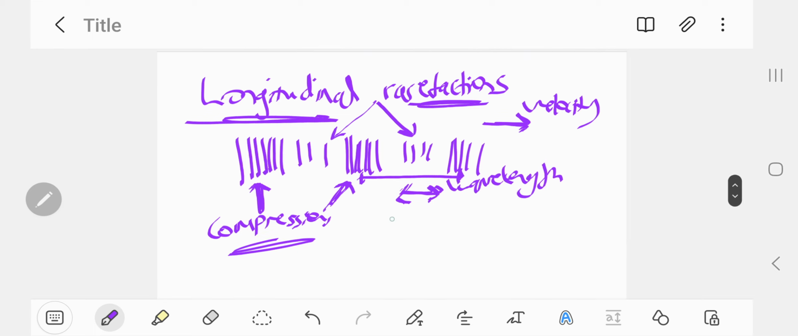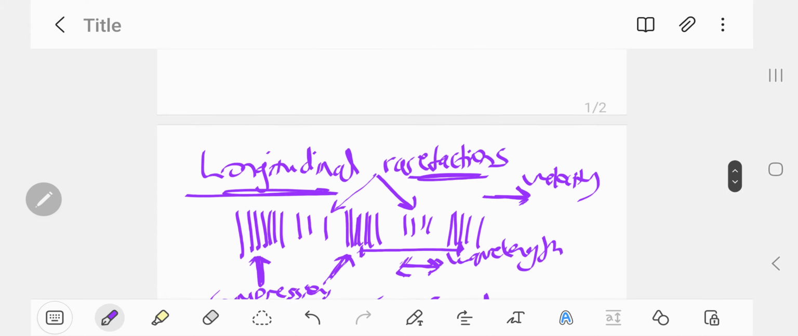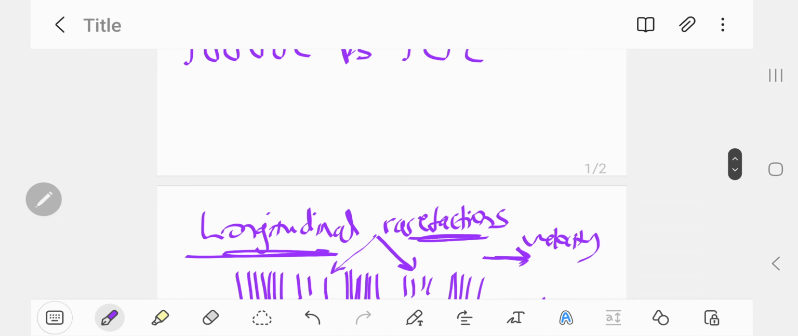Sound is an example of a longitudinal wave. It's worth mentioning, sound doesn't actually move the air. It's nothing really moving. Rather, it's the air molecules that are moving back and forth. And so they're the two main types of waves, transverse and longitudinal.